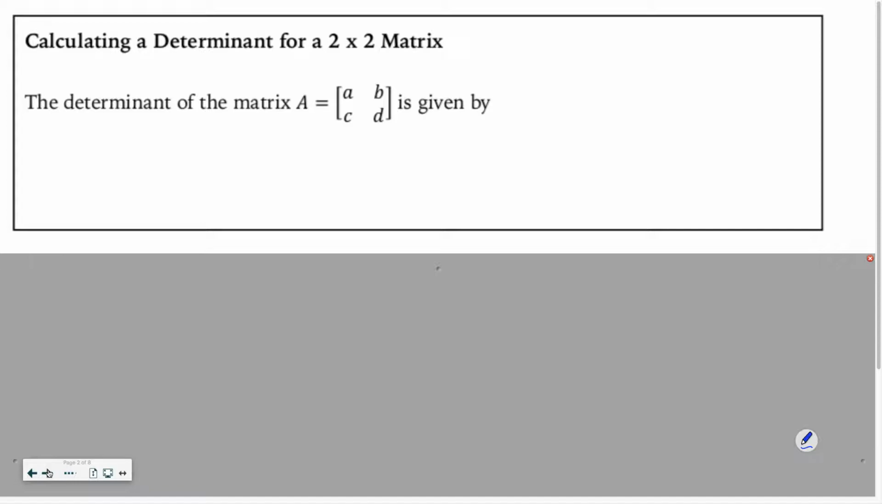So here we go. The determinant of a 2 by 2, what's really nice is this should look familiar to you. All right? The determinant of A with entries A, B, C, D. So this is just a 2 by 2 matrix. The determinant of A is actually AD minus BC.